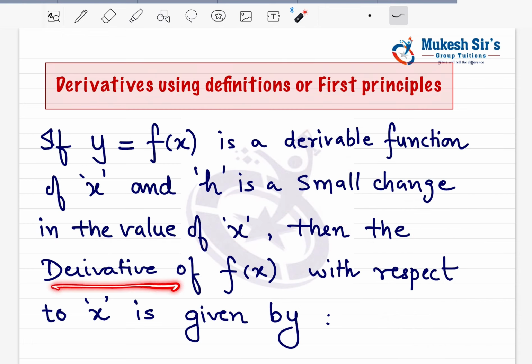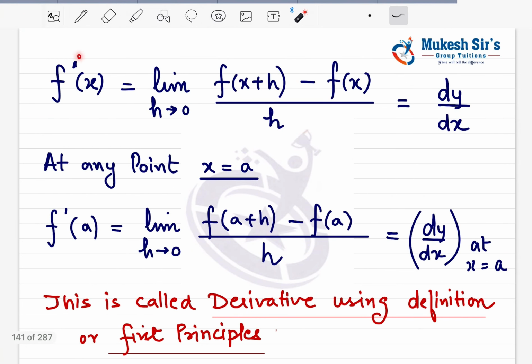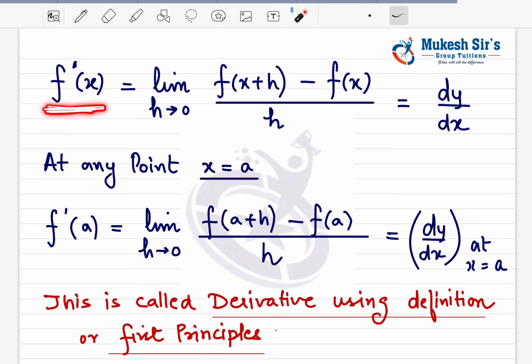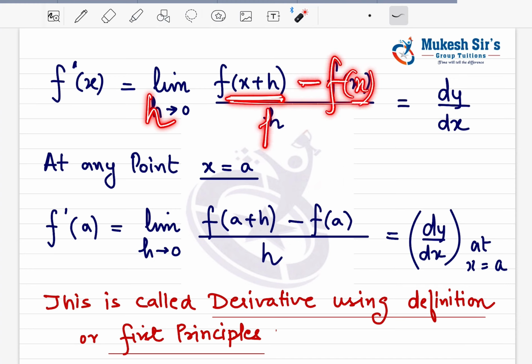Then the derivative of f of x with respect to x is given by the definition: f dash x, which means the derivative of f of x. So f dash x is the derivative of f of x. That's equal to limit h tends to 0, h is a small change, of f of x plus h minus f of x, the whole divided by h.